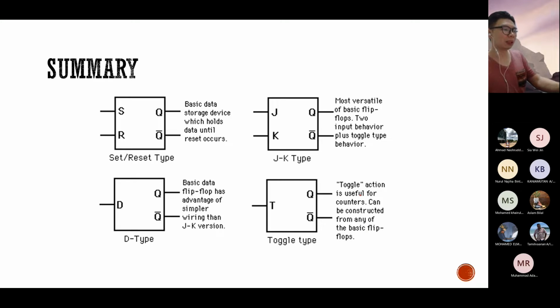This toggle flip-flop was actually derived from JK. So if you see a pattern over here, from the JK flip-flop you can derive a toggle flip-flop. From the SR flip-flop, you can derive the D flip-flop, right? Just by connecting the inputs.